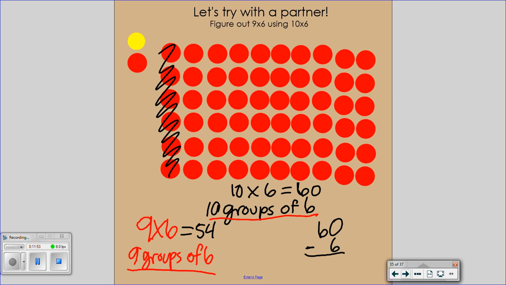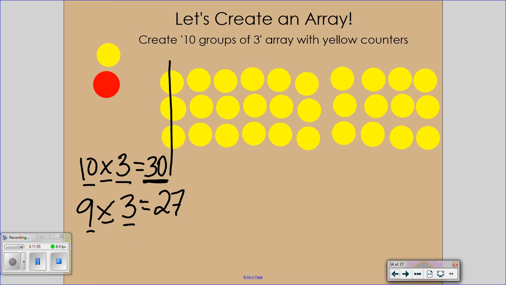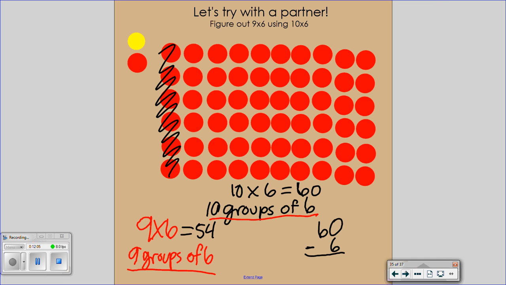So if I was doing 10 times 3, 10 times 3 is 30. We're doing 3, so I'm going to subtract 3. 30 minus 3 is 27, so 9 times 3 is 27. In our case here, we did 6s. 10 times 6 is 60. Just subtract what you're multiplying by. Okay, I'm multiplying by 6. 9 times 6 is 54.